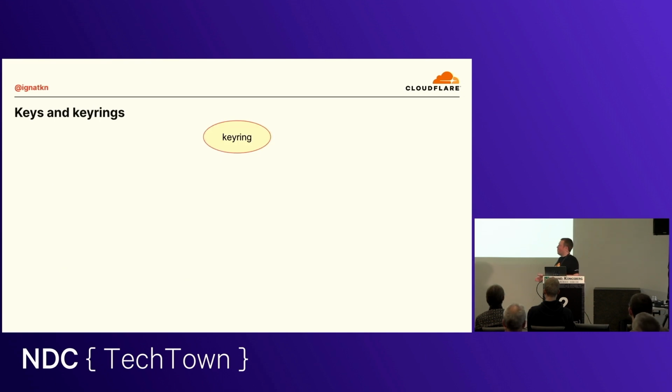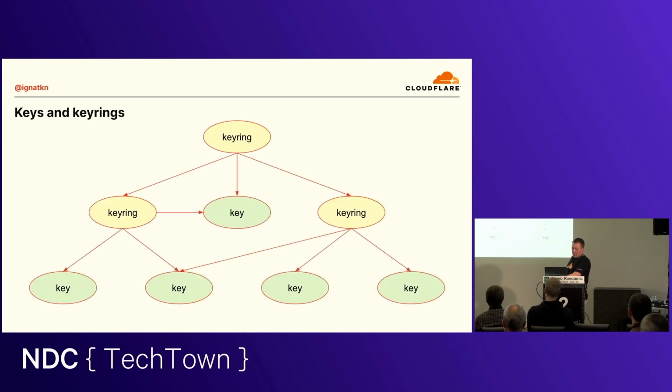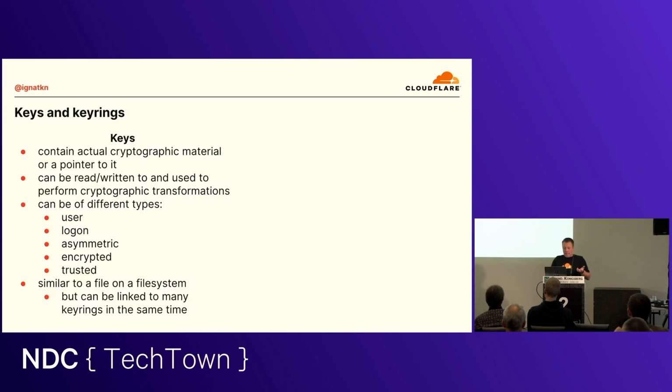So to review what keys and Keystore is: Keystore is like a collection of keyrings and keys. You have the keyrings, which can contain other keyrings, and keyrings can contain keys. So it's a tree-like structure, but you may also notice that one key can be in several keyrings at the same time.